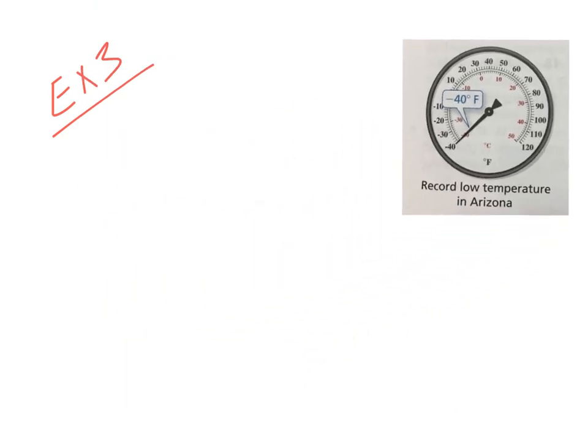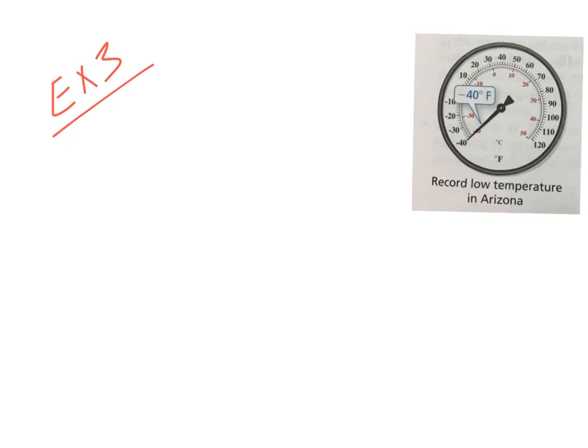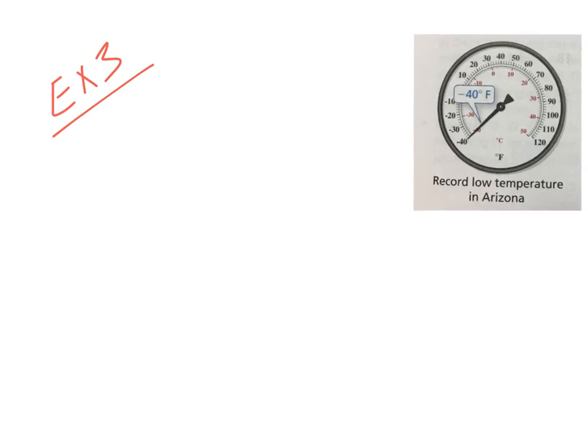All right, so we have a thermometer. The record low temperature in Arizona is 1.6 times the record low in Rhode Island. What is the record low temperature in Rhode Island? All right, let's read what we heard again. The record low in Arizona is 1.6, so Arizona equals 1.6 times the record low in Rhode Island.